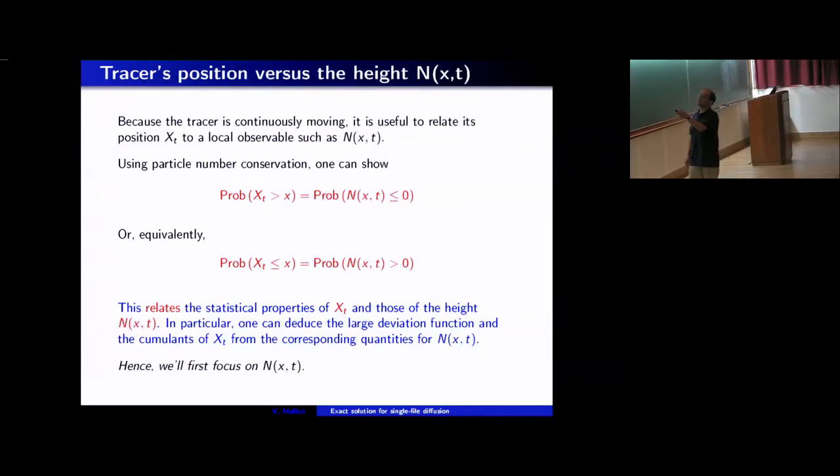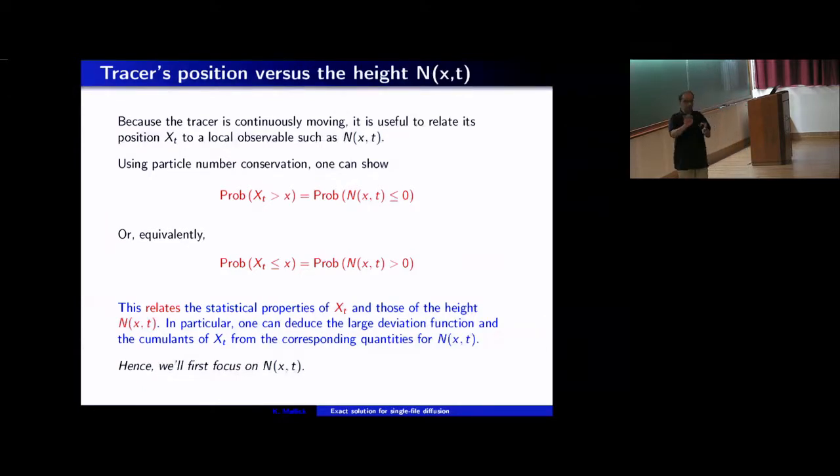In fact, you have this very simple and nice relation. If you have your tag particle, which was at site 0 at time 0, and I call xt its position at time t, well, the probability that your tag particle has moved further than site number x is equal to the probability that the height, this height that I just defined, nxt at time t is negative. So this is, in fact, very simple.